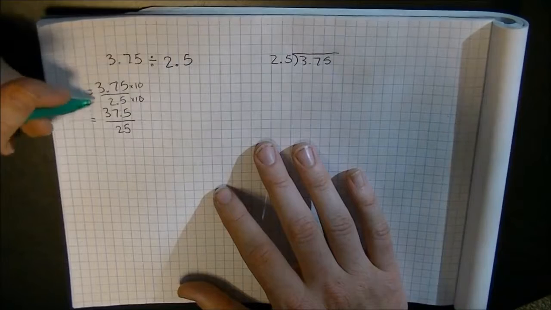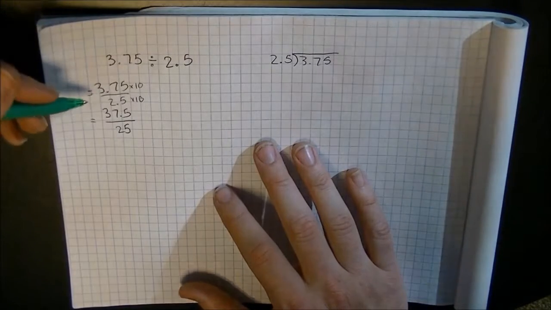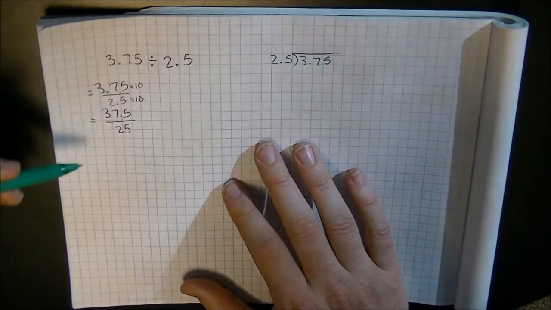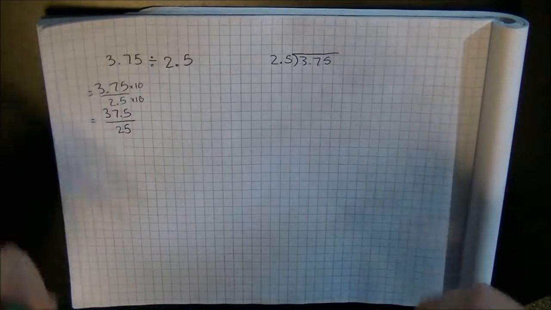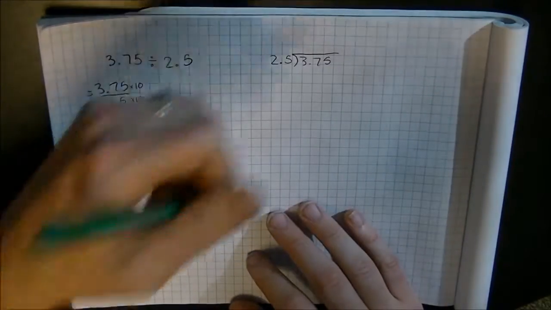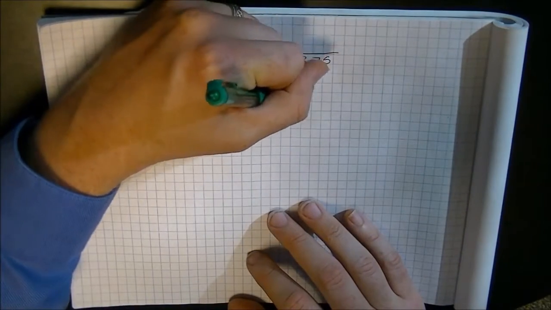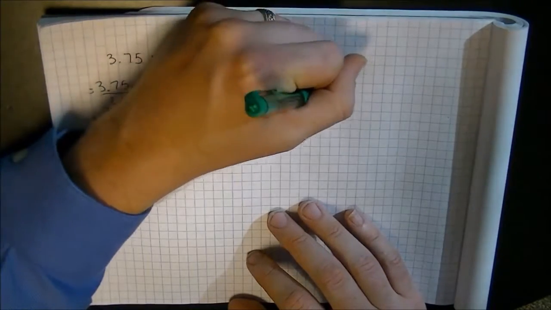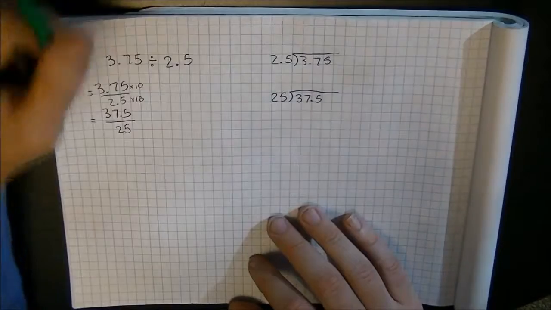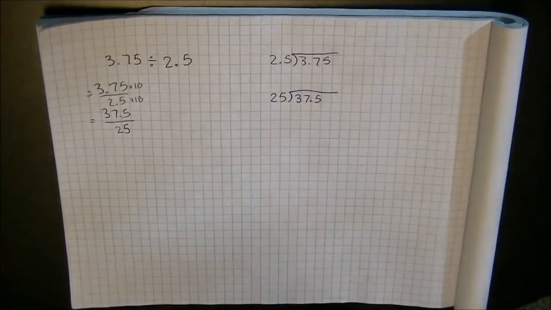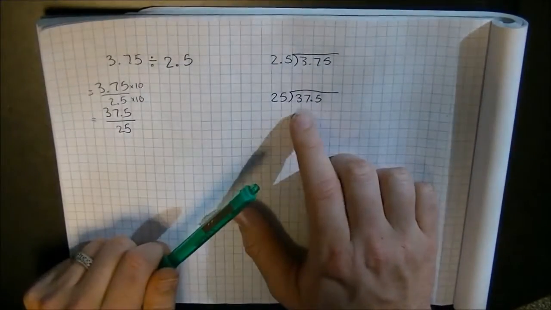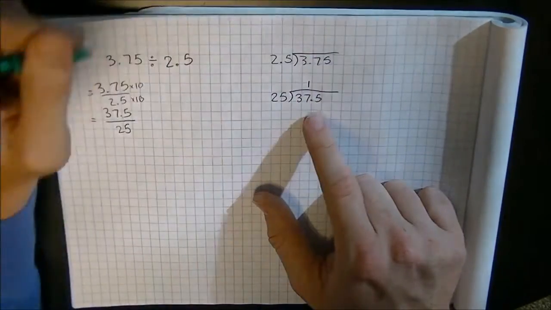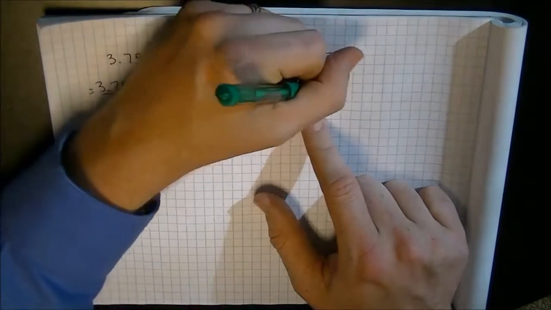And since this is basically a fraction, I'm multiplying by 10 in both numerator and denominator, so I get an equivalent fraction that will have the same amount. So what I can do then is write 25 going into 37.5. And this I can do now. I can say, 25 goes into 37 how many times? Well, once.